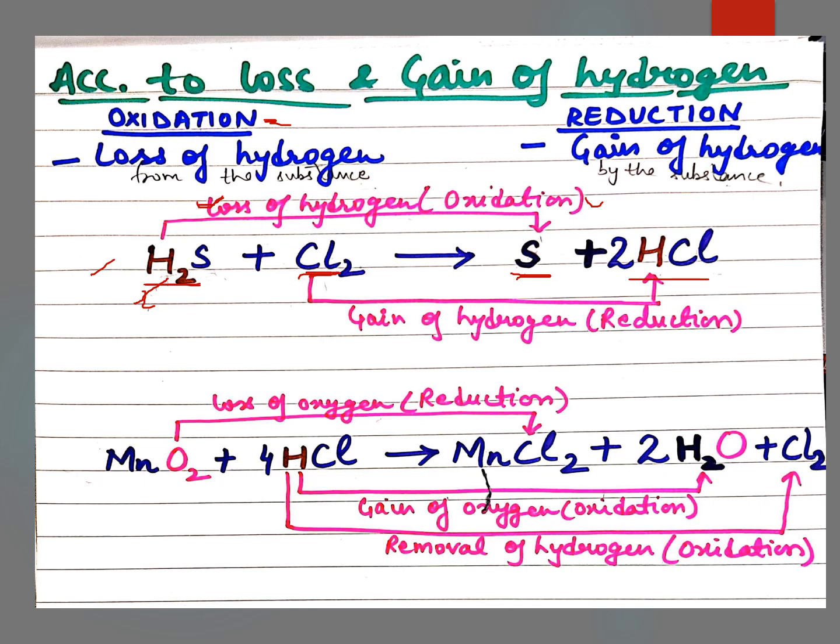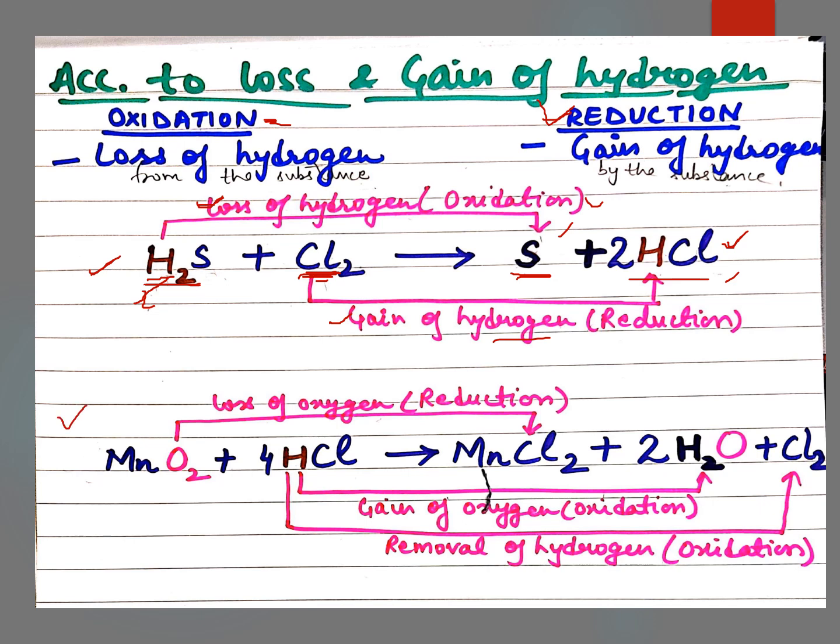And chlorine, on the other hand, is gaining hydrogen and forms hydrochloric acid. So chlorine is getting reduced because it is gaining hydrogen. If the substance gains hydrogen, that means reduction is taking place, the substance is getting reduced. So here the hydrogen sulfide is getting oxidized and it forms sulfur, and chlorine is getting reduced and it forms hydrochloric acid. This is the example by which we can differentiate oxidation and reduction on the basis of loss and gain of hydrogen.